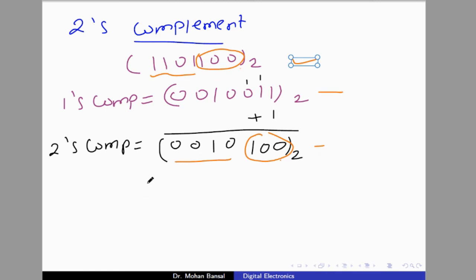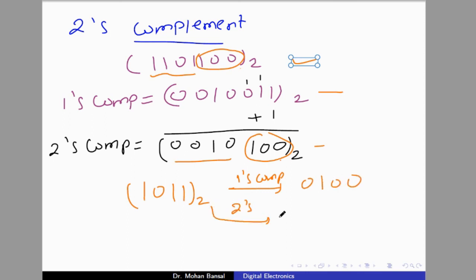If we take another example, 1011. In this case, the 1's complement will be 0100. The 2's complement will be: the first one stays as it is and the rest are complemented. So this is our 2's complement. If you add one to the 1's complement here, you will get the same thing. So this is the way we can get the r's complement and the r minus 1's complement.